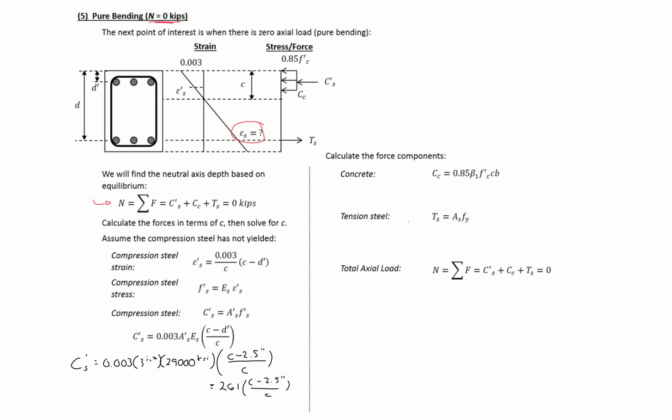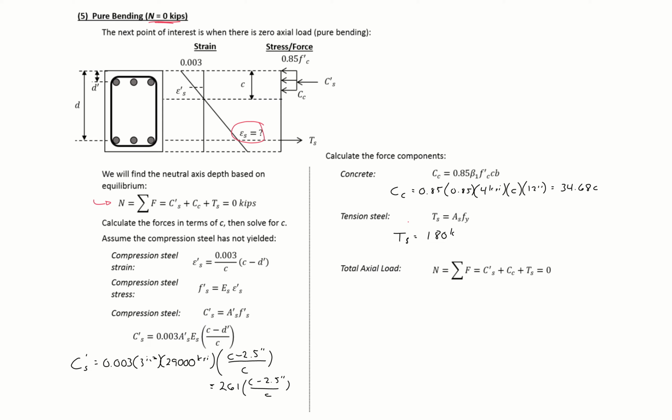We can then find our concrete component. So our C sub C is just going to be equal to 0.85 times our beta 1, 0.85, times f'c, 4 ksi here, times C, unknown, and then times b, 12 inches, which will give us a concrete component of 34.68 C. Our tension steel we know is yielded already, so this will just still be 180 kips, and it'll be independent of our C.